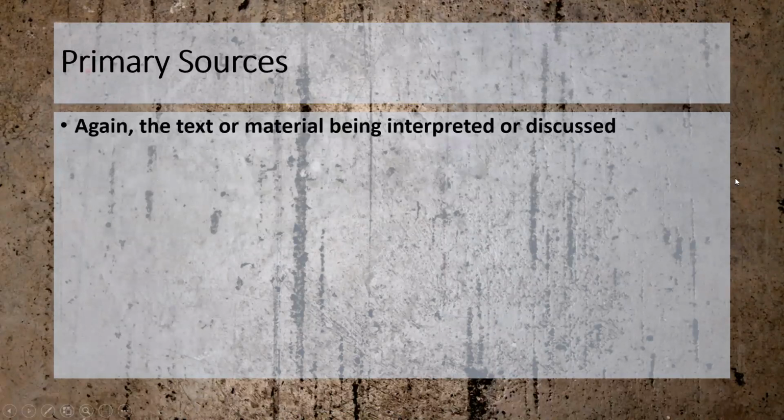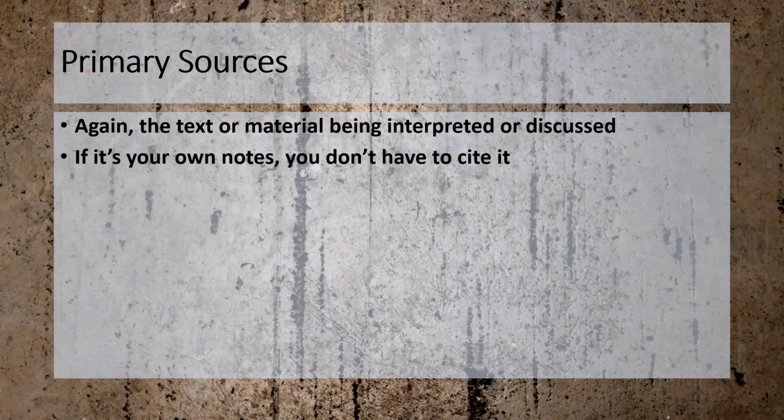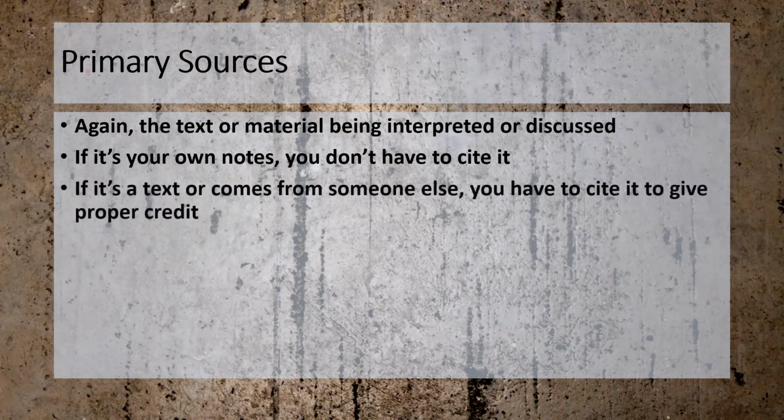So with primary sources, again, this is the text or material being interpreted or discussed. Typically, it's just going to involve your own notes, so you don't have to cite it in your paper, because we know it's coming from your own interpretation or your own experiment. If for some reason it's a text or comes from someone else, you do have to cite it. So for instance, if you are interpreting one text, you still need to cite that text, right? But if it's just notes from your own experiment, we know that's coming from you.